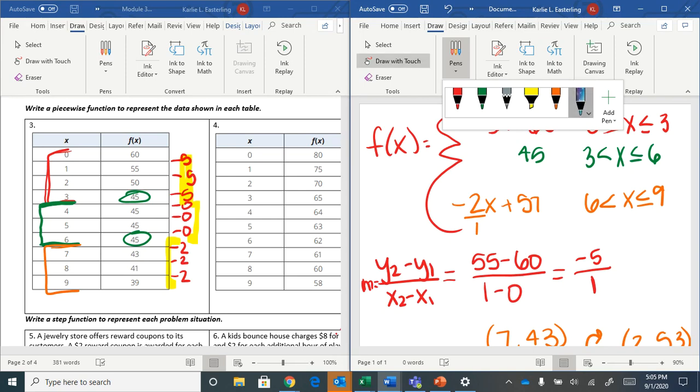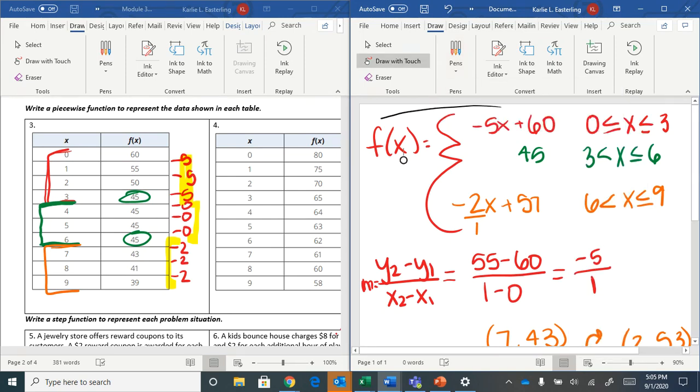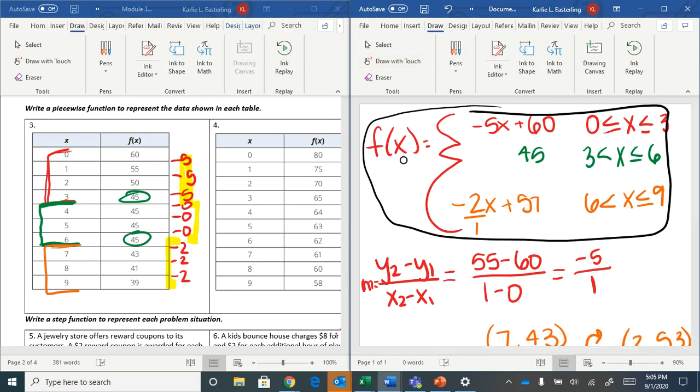So your final answer here would be this equation. That is your equation of your piecewise function to represent the data shown in the table. So that would be your final answer for number 3.